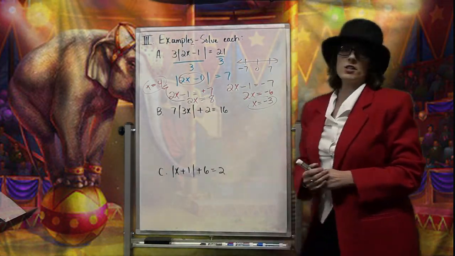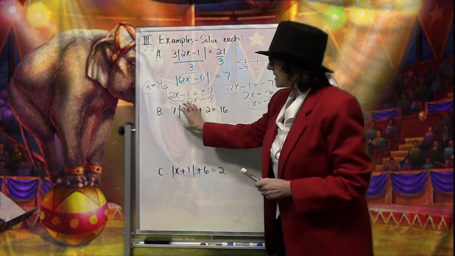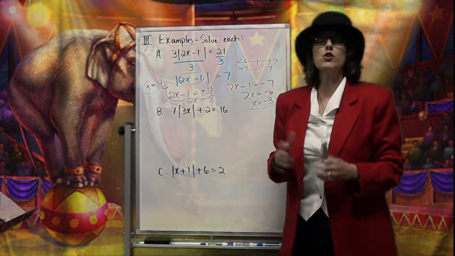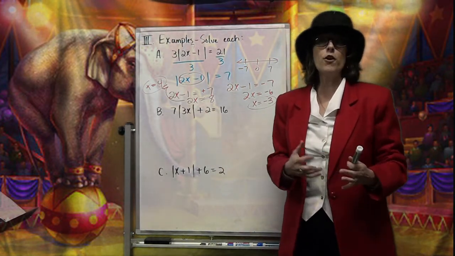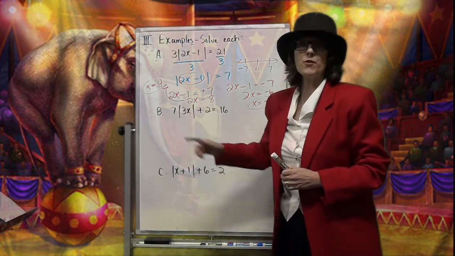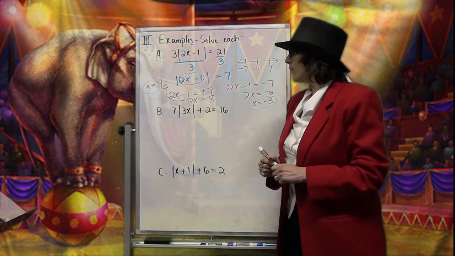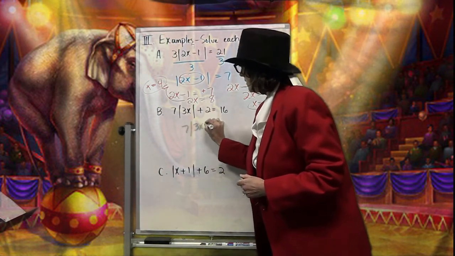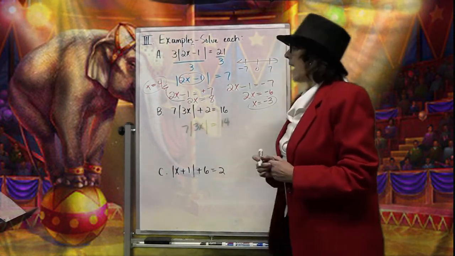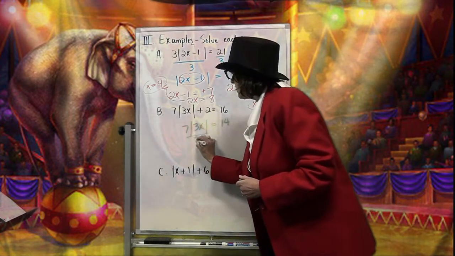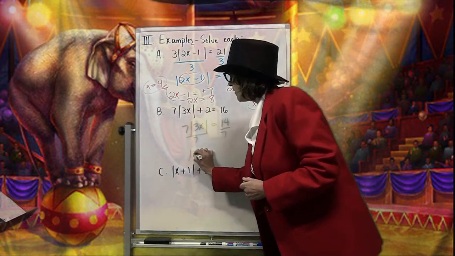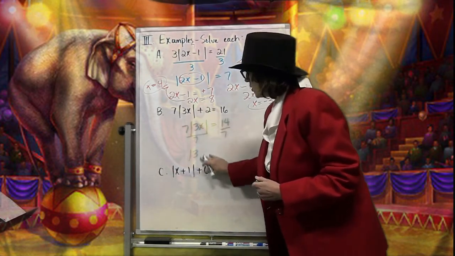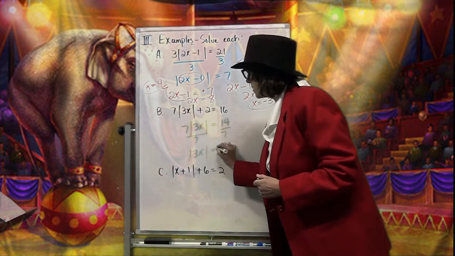So now let's take a look at this one. Once again, the idea is get that absolute value by itself so that you can start talking about how far from 0 this number is on the number line. So let's get the absolute value by itself by first subtracting 2. And then let's divide by that 7, giving the absolute value of 3x, not just 3, but absolute value of 3x is going to be 2.